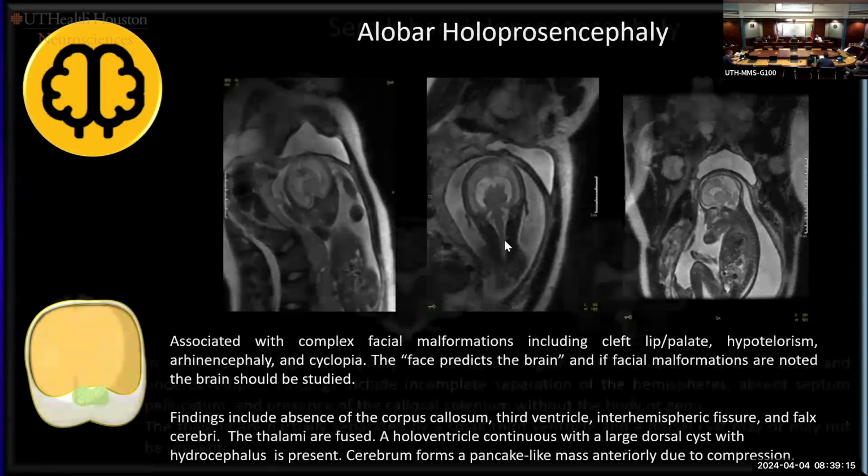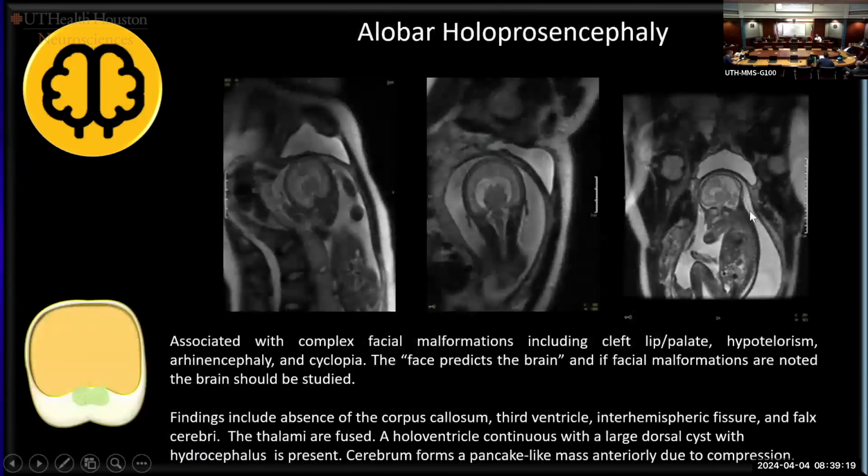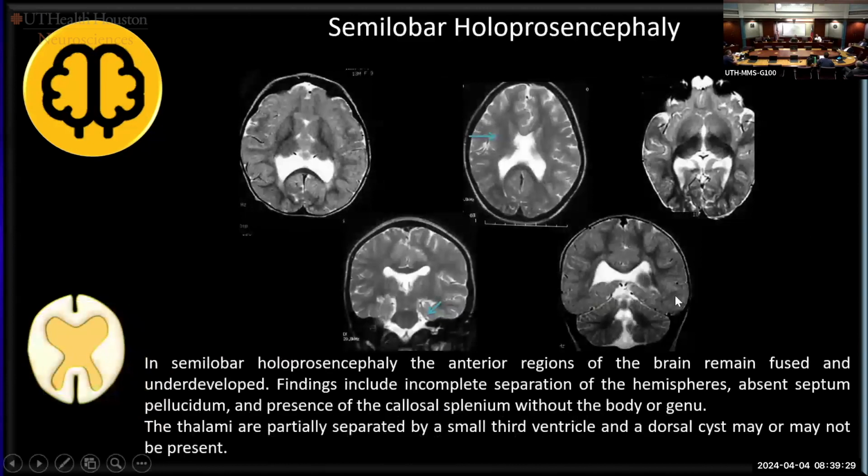The case I brought was one of the ones from the initial set, case number 5, that was clearly a case of alobar holoprosencephaly. And we're going to review it at the end. Let's go to semi-lobar holoprosencephaly.